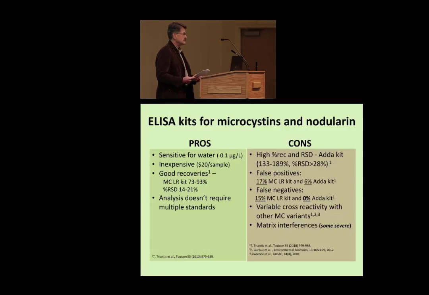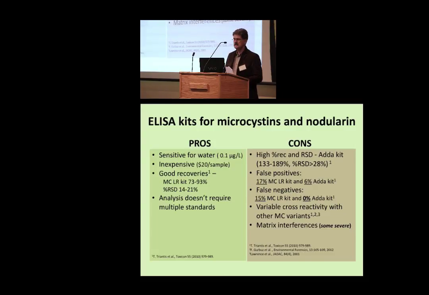So talking about ELISA kits, the pros and cons. They're very sensitive for water samples, down to at least 1 ppb, which is where we want to be. They're inexpensive. A 96 well plate is about $800, which comes to about $20 per sample. They show good recoveries, 73 to 93%, and percent RSDs are decent, 14 to 21%. And the analysis doesn't require multiple standards, which is a plus for a screening tool. The disadvantages or cons, they tend to have high percent recoveries and RSDs.